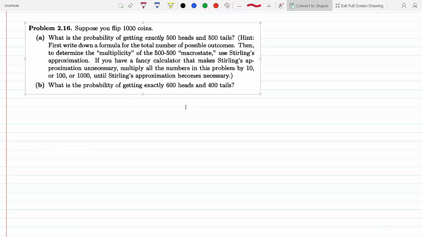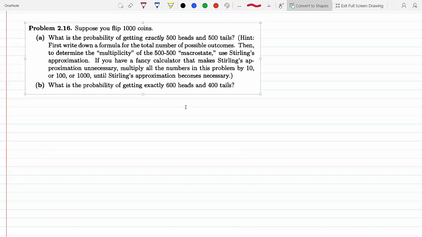And then we will set that up, but then we are going to hit some very large numbers which most calculators are unable to do. So then we will invoke Stirling's approximation in this section to try to figure it out. So let's get started.